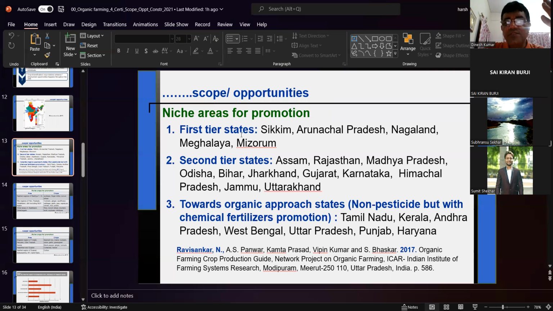There are second tier states where certain selected pockets, selected areas, can adopt organic farming: Assam, Rajasthan, MP, Odisha, Bihar, Jharkhand, Gujarat, Karnataka, Himachal Pradesh, and Uttarakhand. Third category: here you need not go for organic farming. It is just a move towards an organic farming approach. Here you can go for all kinds of integrated management or good agricultural practices. If we do according to this, then you will not have any shortage of food in the country.